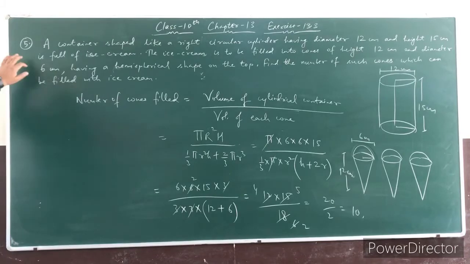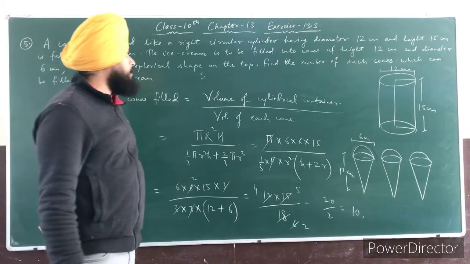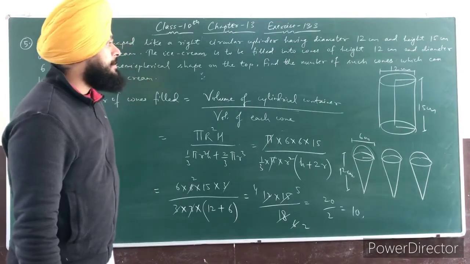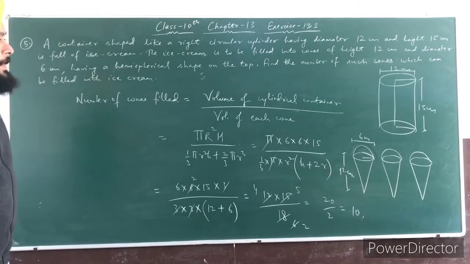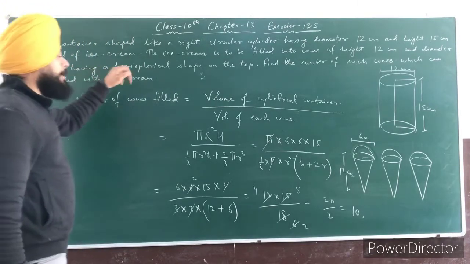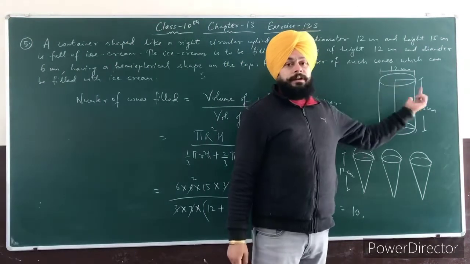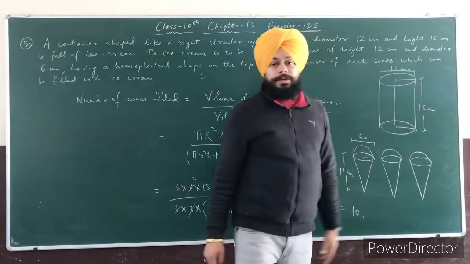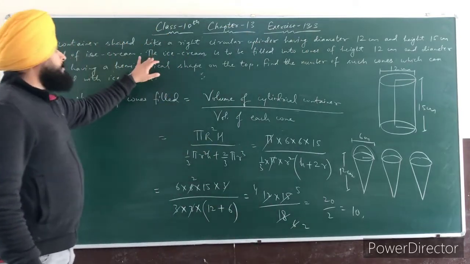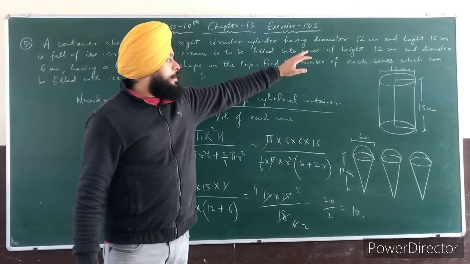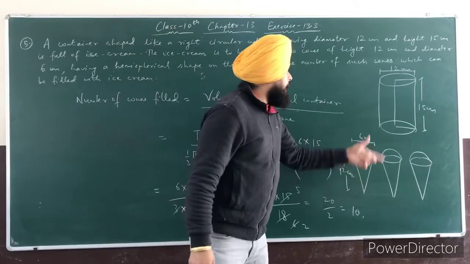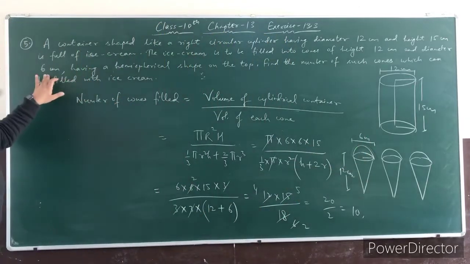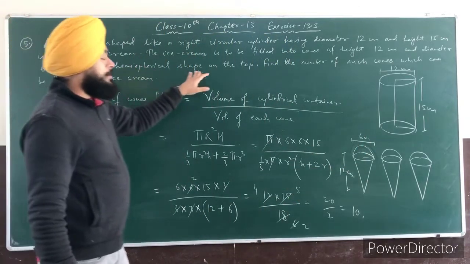This is your question number 5th. A container shaped like a right circular cylinder having diameter 12 cm and height is 15 cm is full of ice cream. So this is a cylindrical container which is full of ice cream having height 15 and the radius is 12 cm. So the ice cream is to be filled into cones of height 12 cm and the diameter 6 cm having a hemispherical shape on the top.